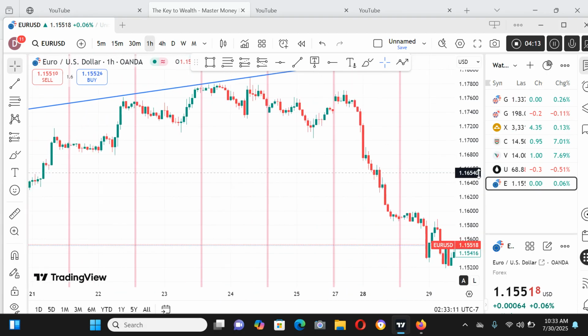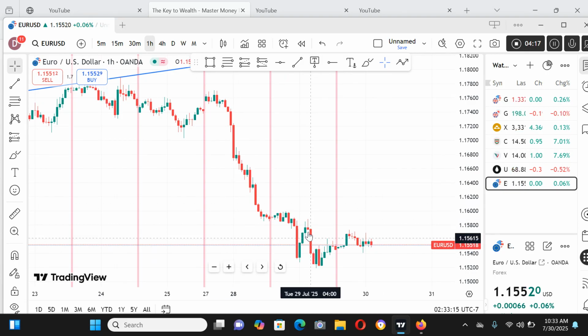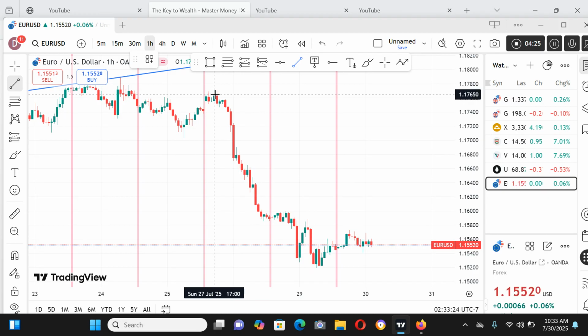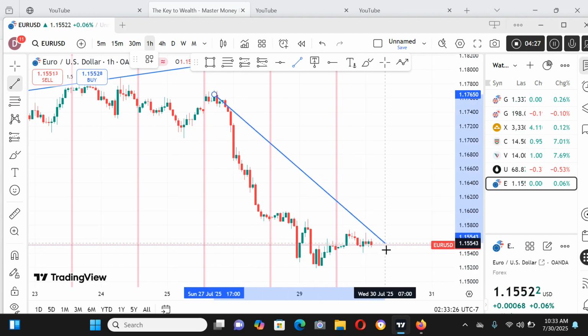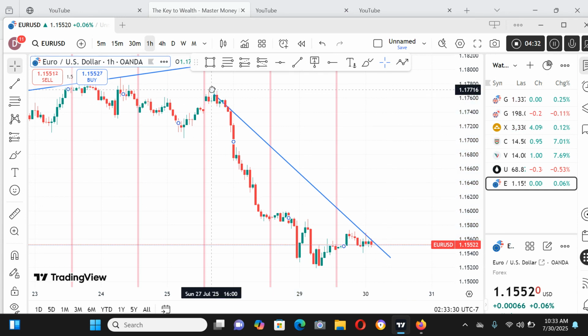From the 1 hour time frame, you can see the market has aggressively moved down, tried to retrace, but it's still going down. So we can try to draw our trend line from the 1 hour time frame here.